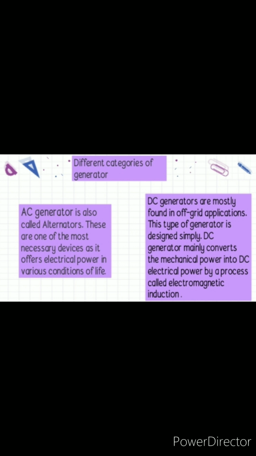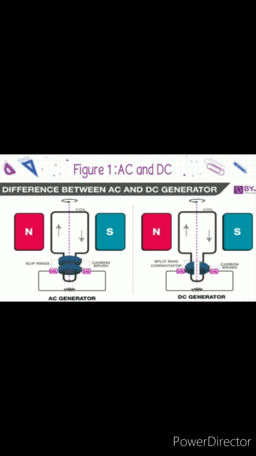These are one of the most necessary devices as they offer electrical power in various conditions of life. The second one is DC generators, which are mostly found in off-grid applications. This generator mainly converts the mechanical power into DC electrical power by a process called electromagnetic induction by Michael Faraday. So let us illustrate figure 1, AC and DC generator.